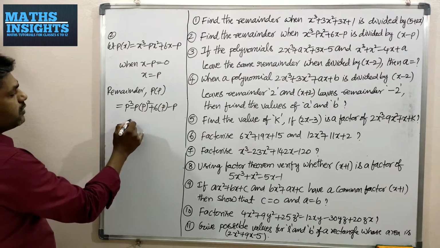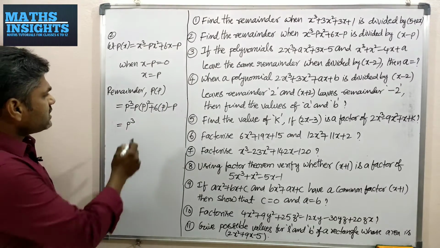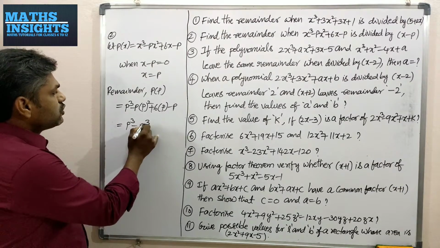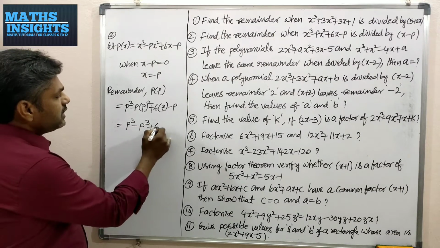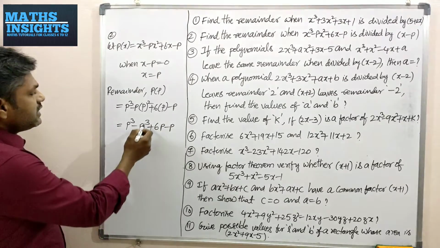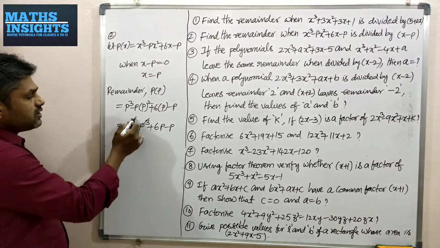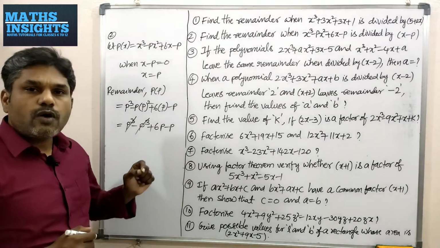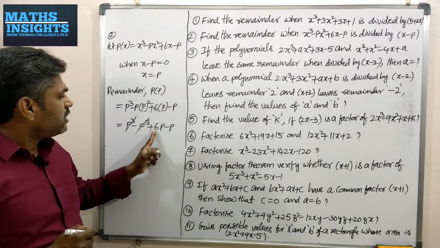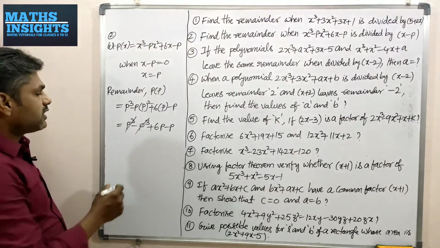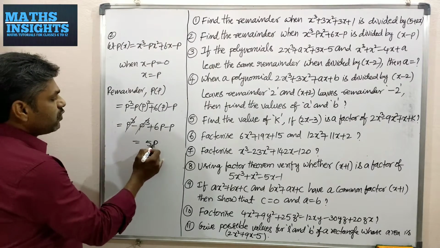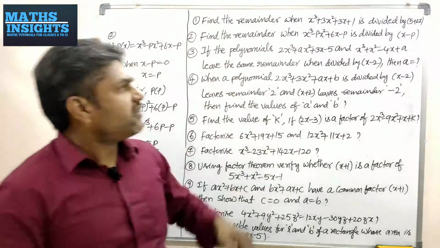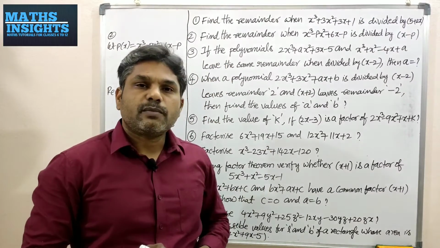This will become p cube minus p into p square, that is minus p cube, plus 6p minus p. The minus p cube and plus p cube will get cancelled, because they have opposite signs, and plus 6p minus p will become 5p. Therefore this is the remainder when the given polynomial is divided by x minus p.